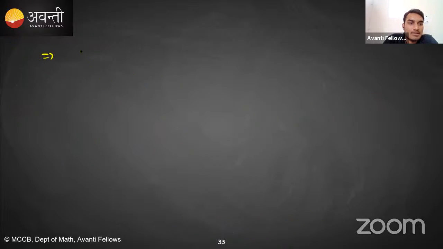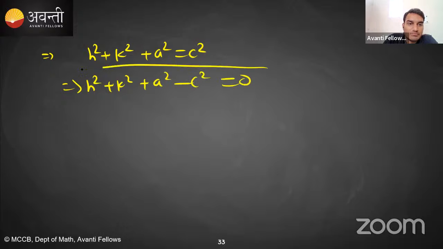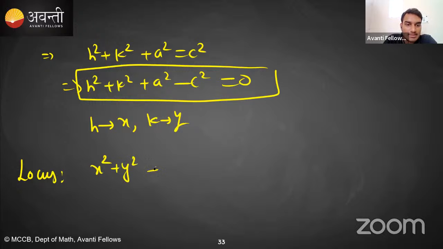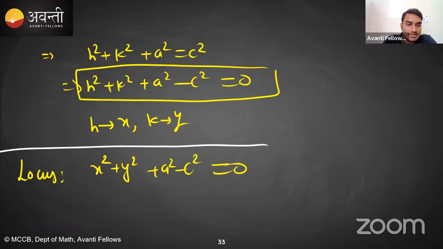It implies h² + k² + a² is c². Means h² + k² + a² − c² is equal to 0. This is the final equation, right? So now for the locus what you will do? Replace h with x, k with y. Clear? So what is the locus finally? x² + y² + a² − c² is equal to 0. So this is the locus. Okay, this is the locus.